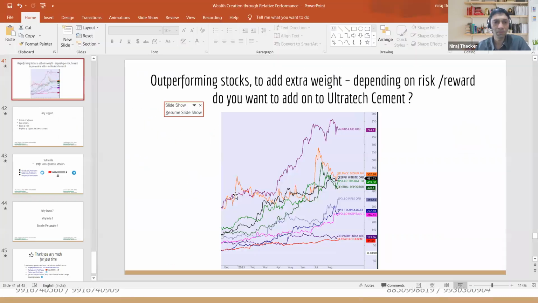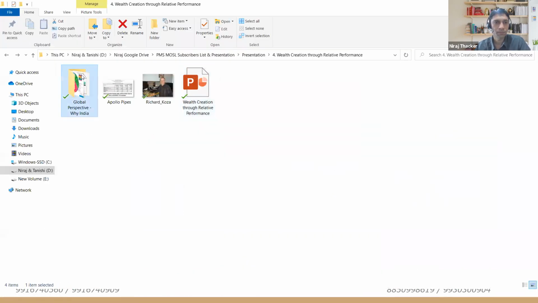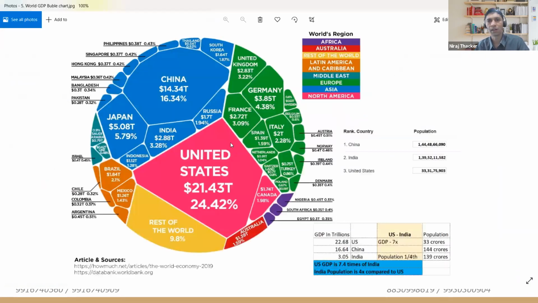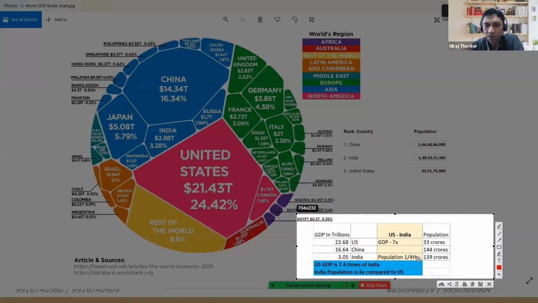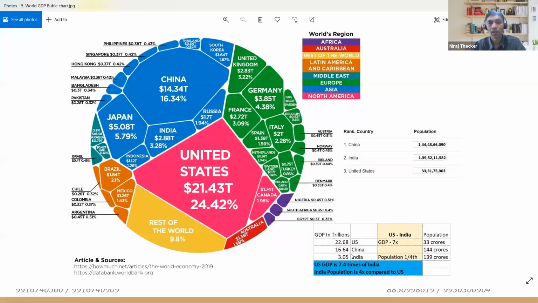Now, why invest and why India? I'll share some data points. I'll start with this bubble chart. The biggest, highest GDP is the United States, correct? 24% of world GDP is US, and China is 16% of world GDP. India is only 3%. Now, if you compare the population, the US population is 1/4 of India's, yet its GDP is 7x. China has almost the same population as us, but 16% of world GDP. If you compare with China, we are almost 1/5 of China, correct? Imagine the kind of opportunity we have here to grow in a country like India.